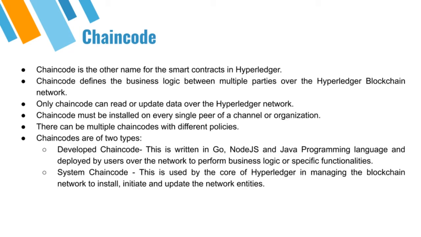Inside Hyperledger Fabric, chain codes are of two types. The first one is the developed chain codes, which are written in Go, Node.js or Java programming languages, and they are deployed over the network to perform a specific operation or a project. The second one is the system chain code, which is the core of Hyperledger, and it helps you manage the blockchain network for installing, instantiating or updating the network entities.